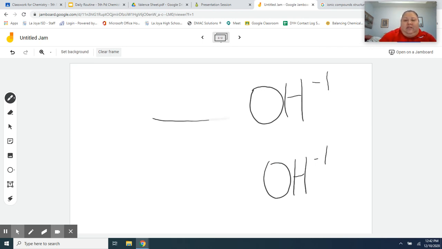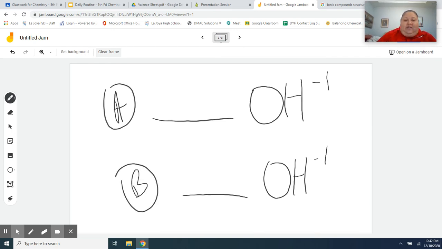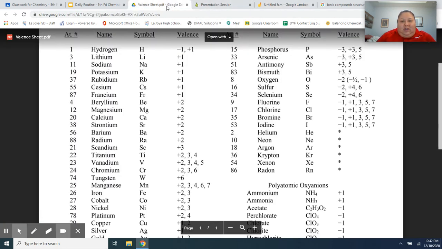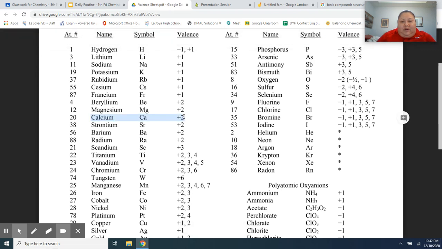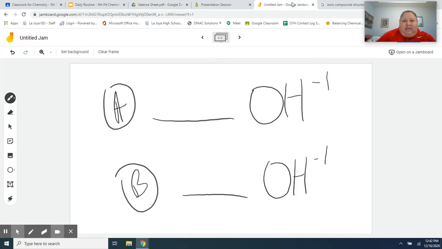Now, fill in the blank. What is the first part of each compound? Okay, Ca(OH). If you look up calcium, Ca plus 2, right, Irvin? Ca plus 2.